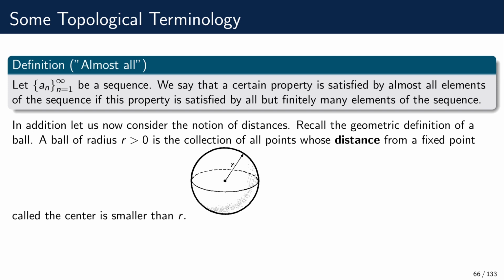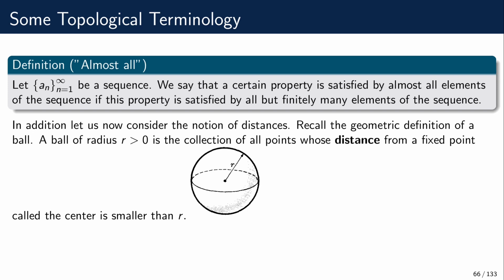Okay, and so now let us think of distances and what it means to have a distance function. So let us now ask a question, right? Suppose that we are in this three-dimensional space. What is a ball? So a ball of radius r is the collection of all the points in space whose distance from a fixed point, which we call a center, is smaller than some number r, which is called the radius, right?